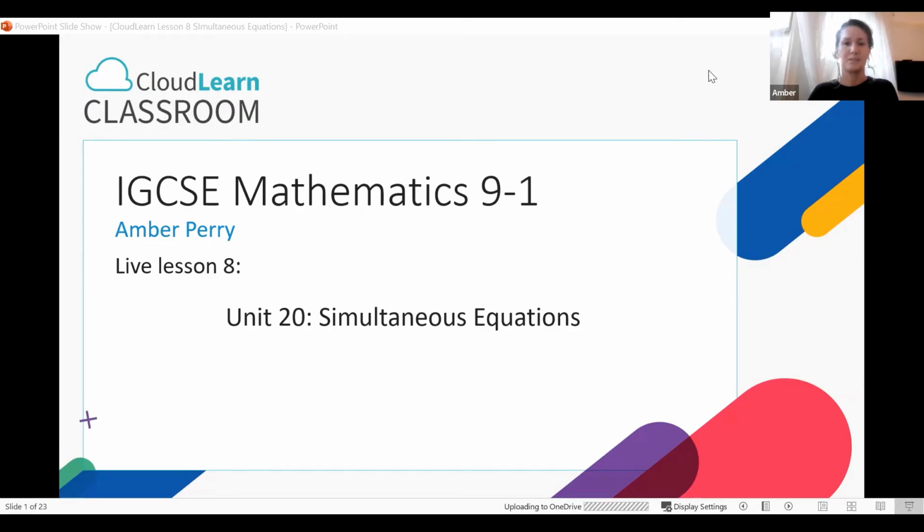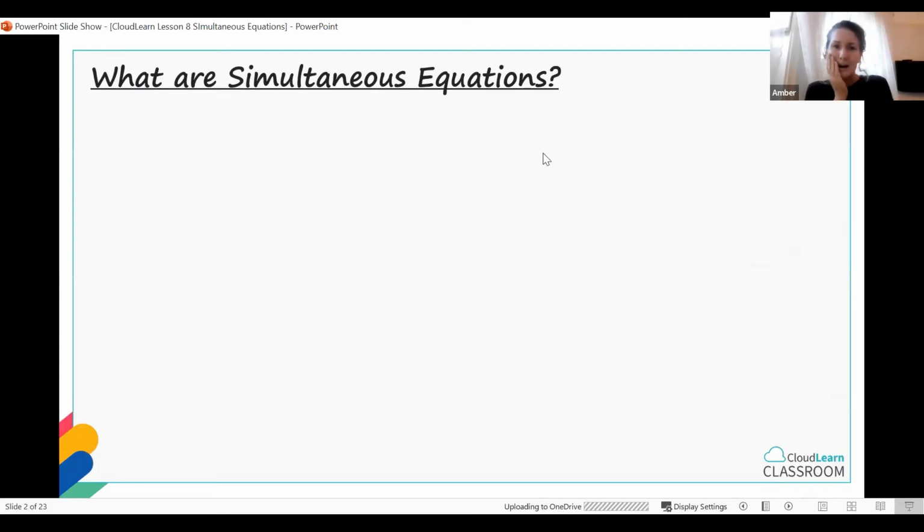So today we're going to be doing simultaneous equations. And one of the most important things about simultaneous equations is really understanding why we have them and what they are. So the very first thing I'm going to do is just look at this. What are simultaneous equations and what are they used for?